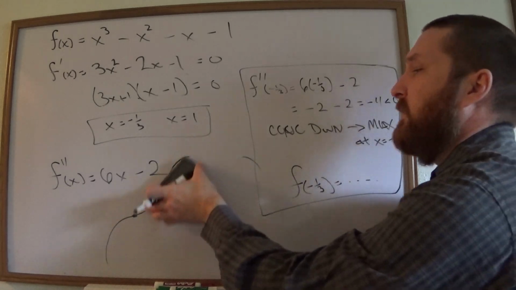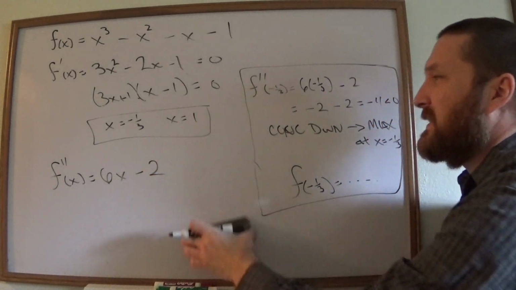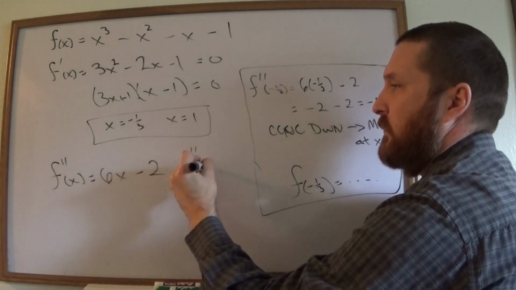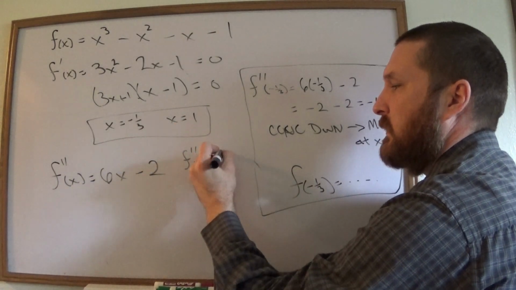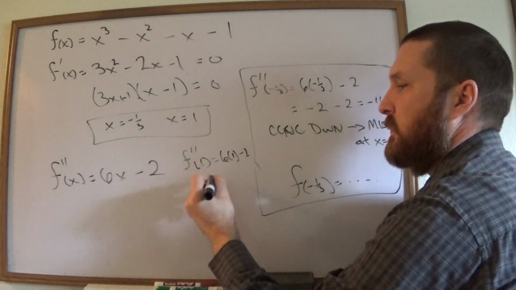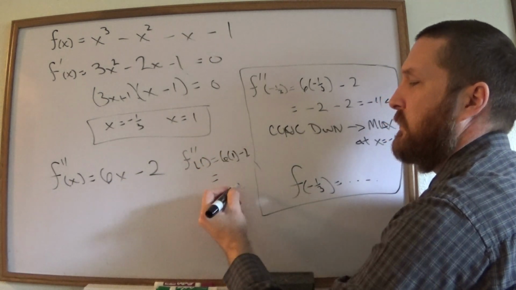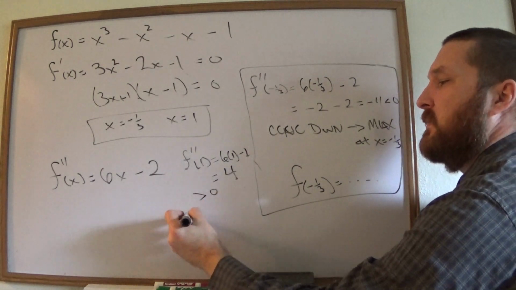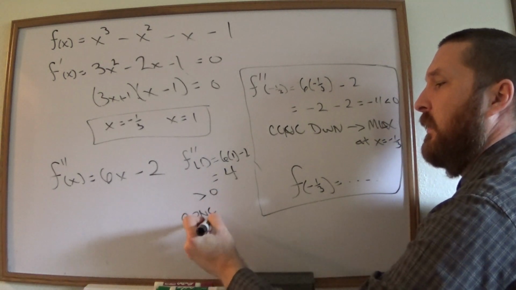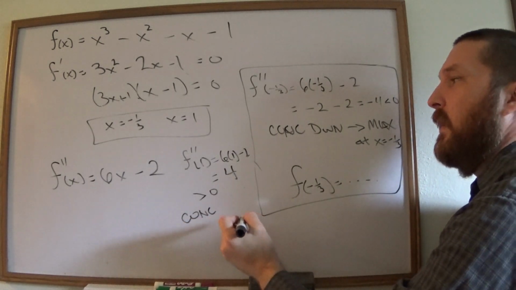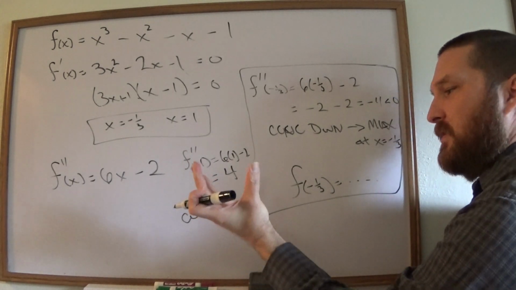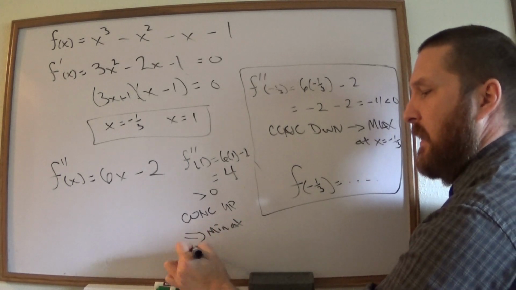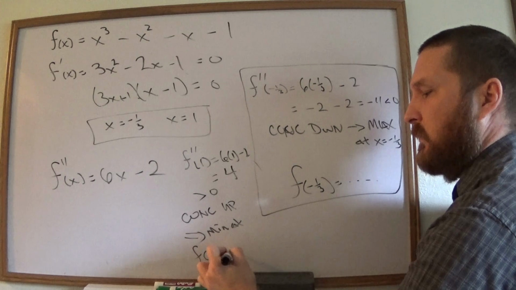So what about the other one? That's why I'm telling you explicitly to use the second derivative test. So the second derivative at 1 is equal to 6 times 1 minus 2, which is 6 minus 2, positive 4. So it's bigger than 0, so it's concave up. So it must be a min at f of 1 equals whatever it is.